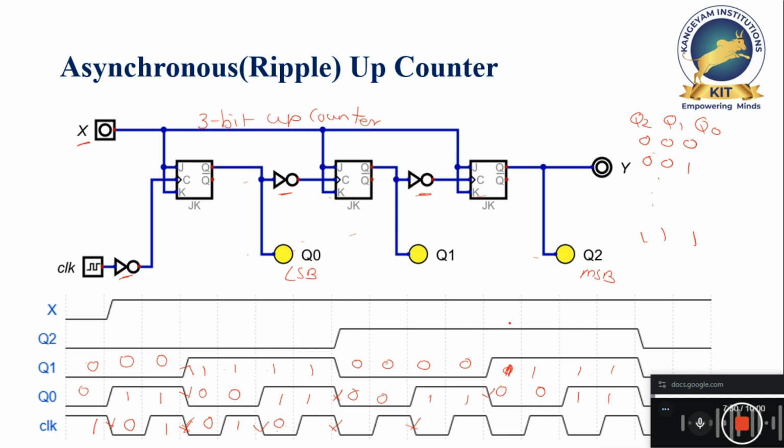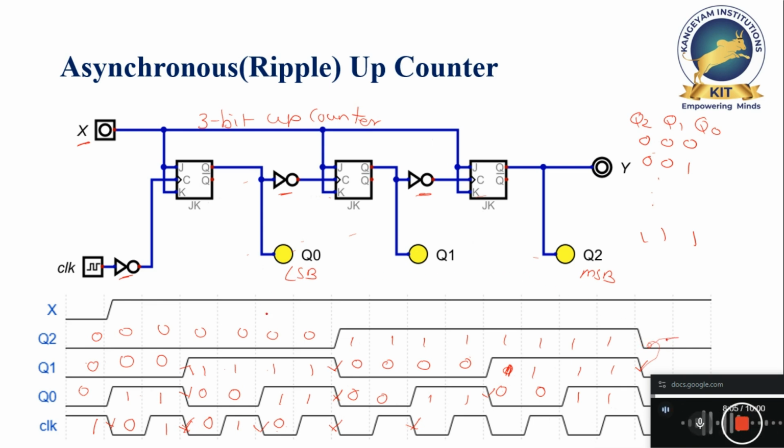Next for Q2. For Q2, which is the clock pulse? For Q2, the clock pulse is Q1. Until the negative edge transition occurs, it maintains the value 0, 0, 0, 0, 0. When the negative transition occurs in Q1, it starts producing the output, until another negative transition occurs. Here another negative transition occurs. So this is how it works.